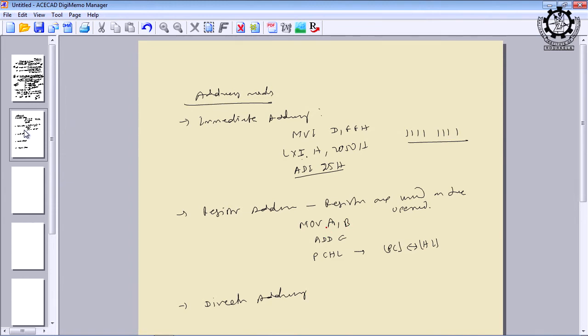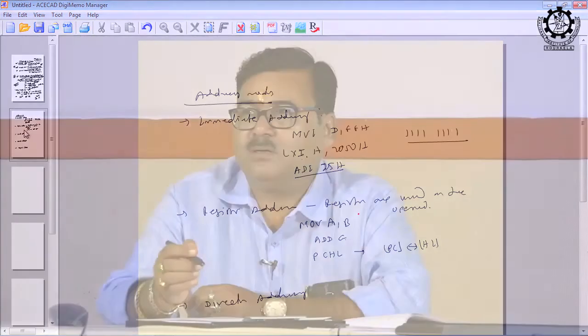So, never confuse that A content will be stored in B. If you assume that, the entire program logic will be wrong. Then ADD C. What is the C? A content will be added with the C and the result will be stored in A. That already you have done in the kit.